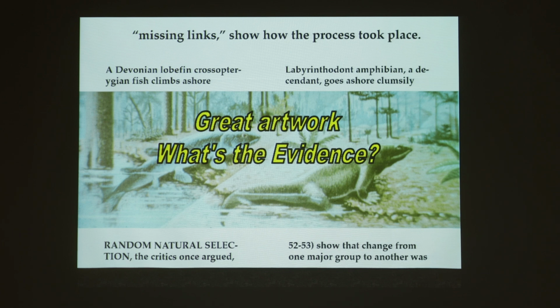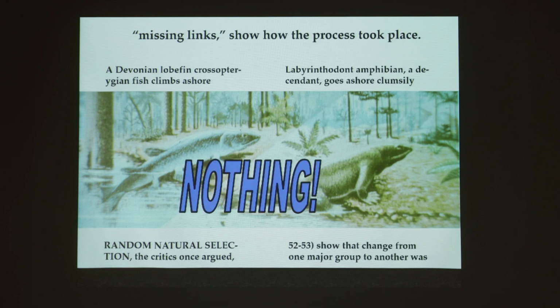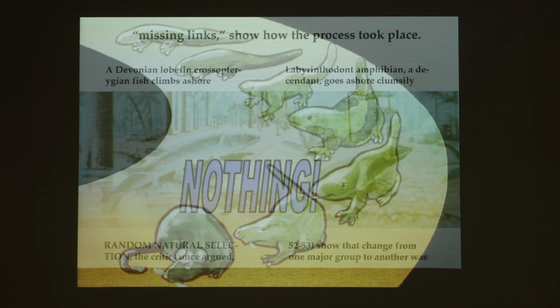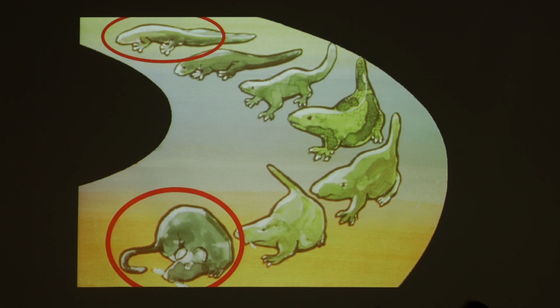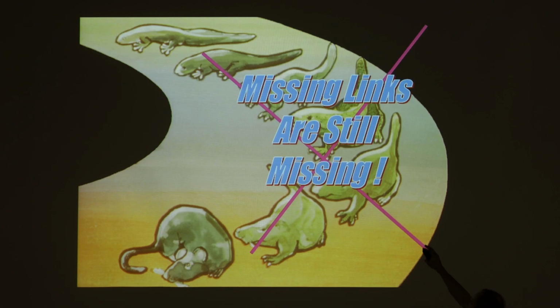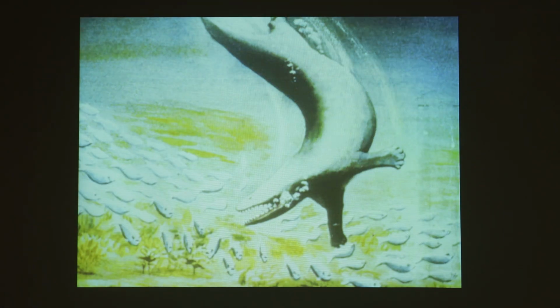Okay, so when you see great artwork, what question should you ask? Well, what's the evidence for this great artwork? Nothing. Well, that shouldn't surprise us, because what does it say at the top left? Missing links. They don't have the links. We have the fossils of fully formed creatures, but all the links in between them are missing. We don't have the fossil evidence to show how these creatures evolved supposedly into another.